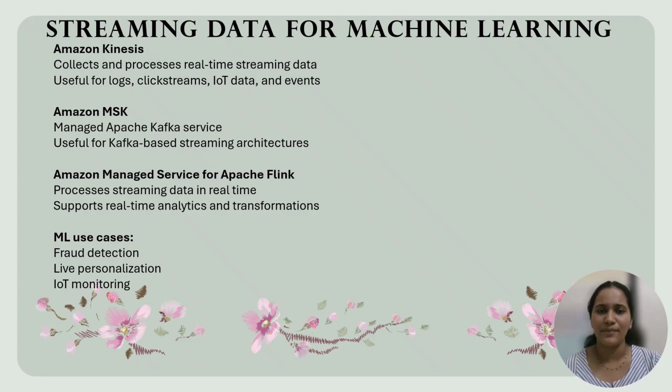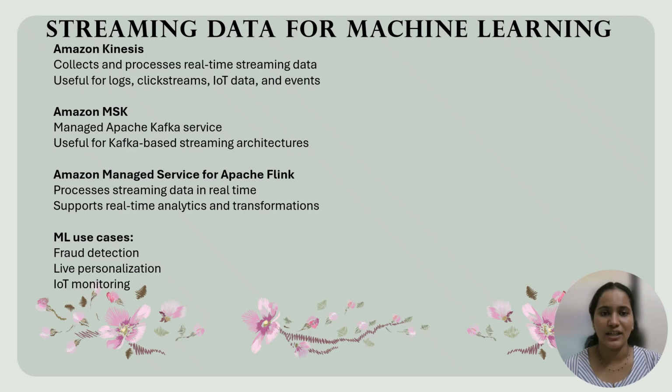Many machine learning applications rely on real-time data instead of waiting for data to be collected in batches. AWS provides several streaming services to handle this. Let us see about streaming data for machine learning. Amazon Kinesis collects and processes streaming data in real time, making it useful for applications such as system logs, website clickstreams, IoT devices, and event data.